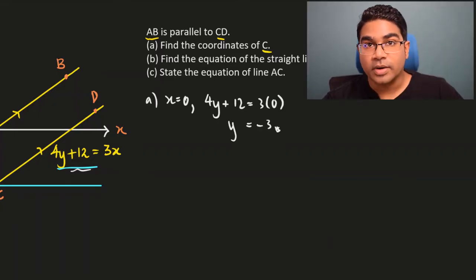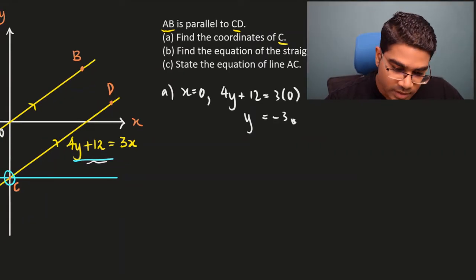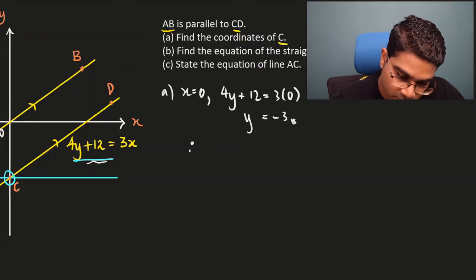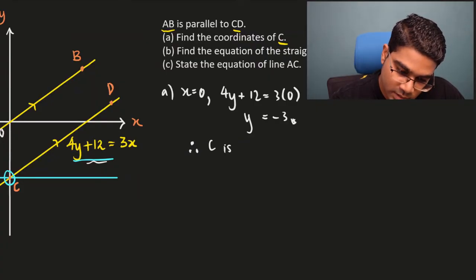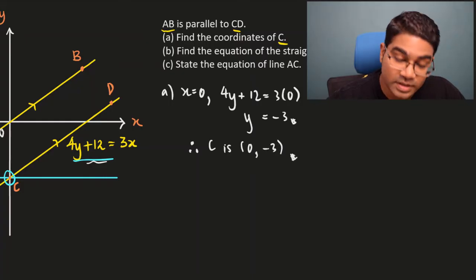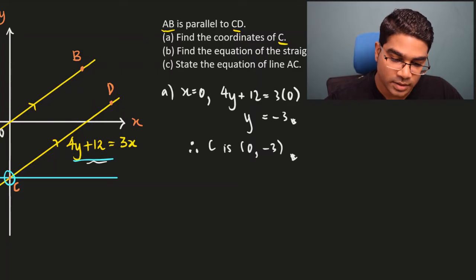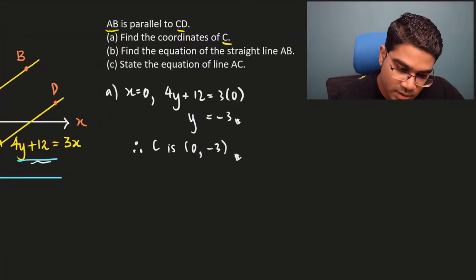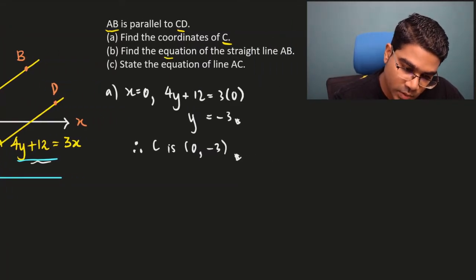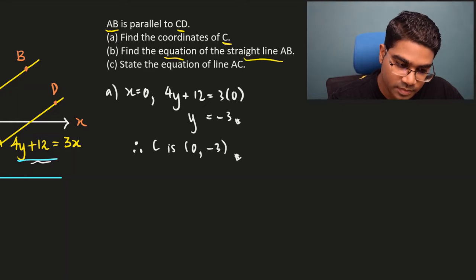Now that we found the y coordinate, don't forget to put them together. So we have to write a statement. Therefore, C is (0, -3). So these are the coordinates for C. Now let's look at question B. Find the equation. Now we're going to find the equation of the straight line AB.